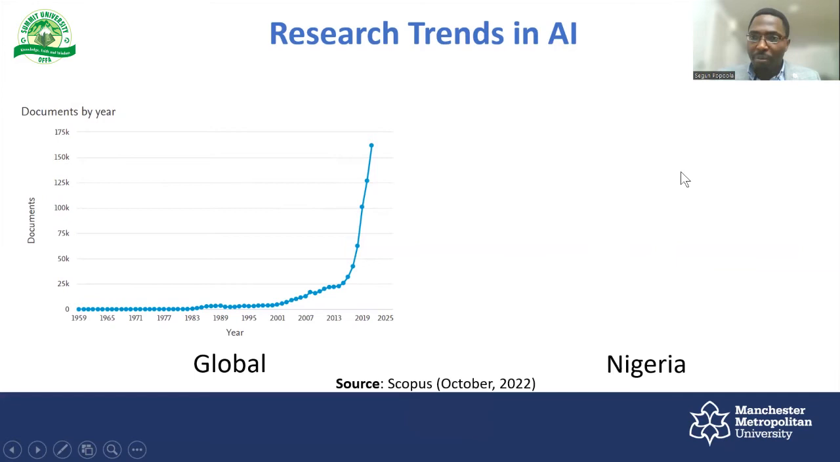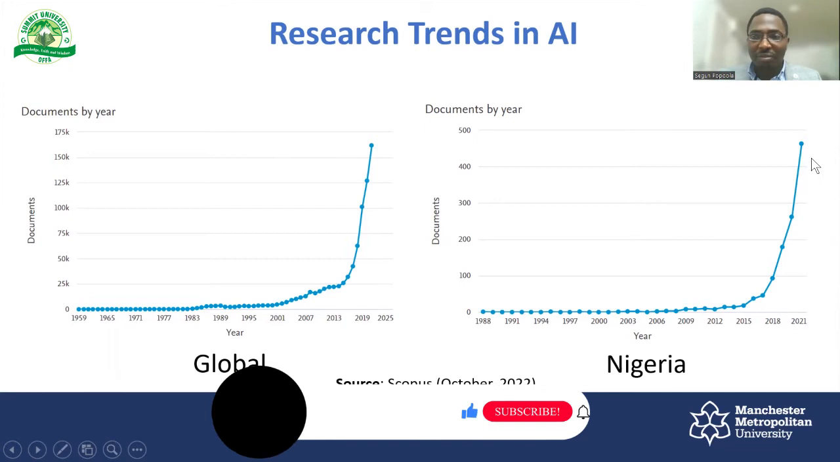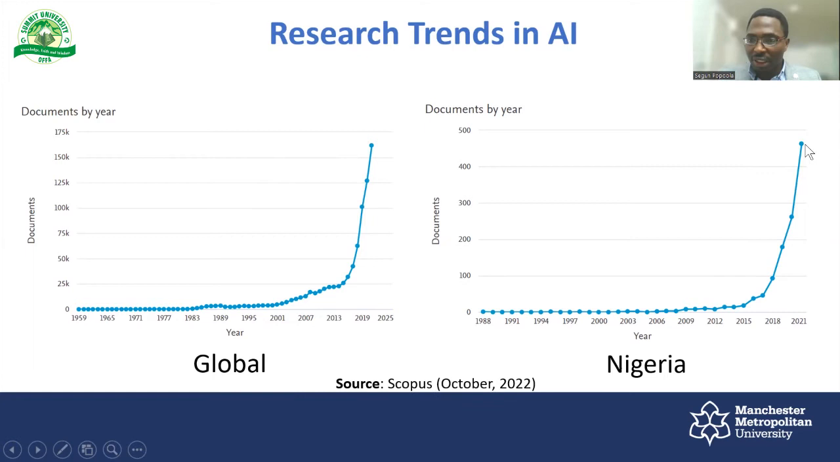Let's compare that to what we have in Nigeria. You can see that it started in 1959 globally, but actually in Nigeria we started to tap into this in 1988. If you look at the volume, it is quite low even as of today, even though the first thing you see is that there's a similar trend. There is also an exponential growth in the output of AI research in Nigeria, but we're still talking about less than 500 for the whole country in a year. So this is the latest one. In 2022, we have not even yet hit 500 research outputs nationally. So this is something that we need to look into, to encourage Nigerian researchers to get more into this domain.